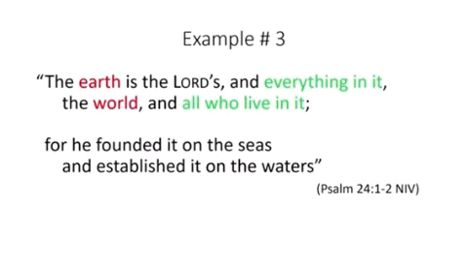In the bottom two lines as well, there's another example of parallelism. Founded it on the seas. Founded it means he began it, he set it up. So founded it and on the seas.